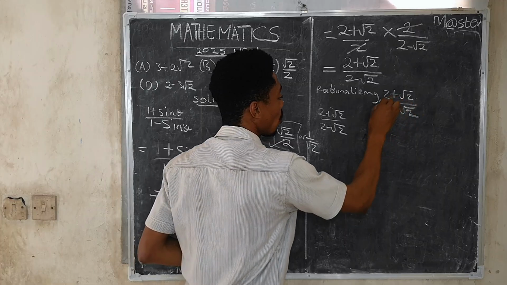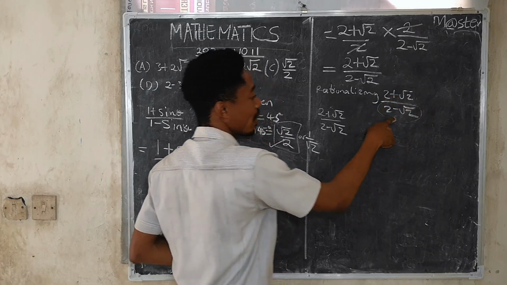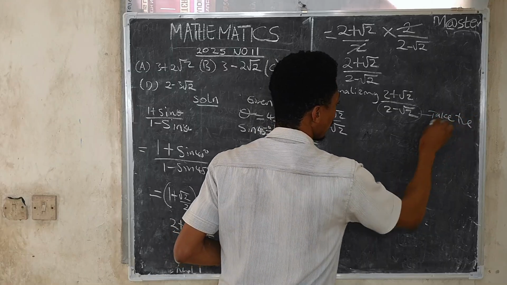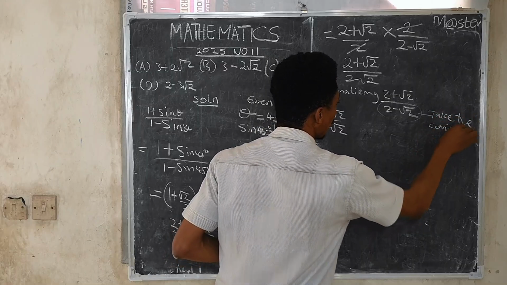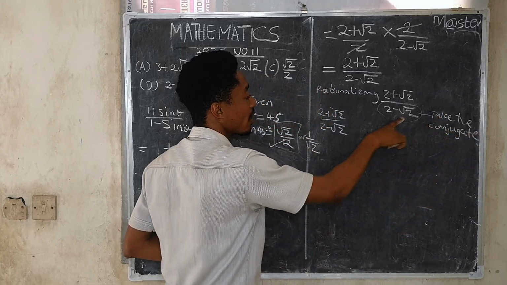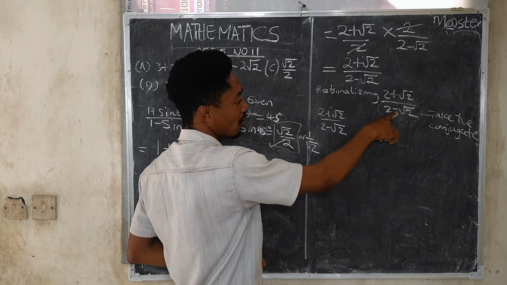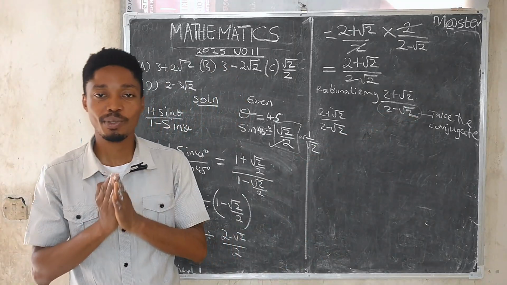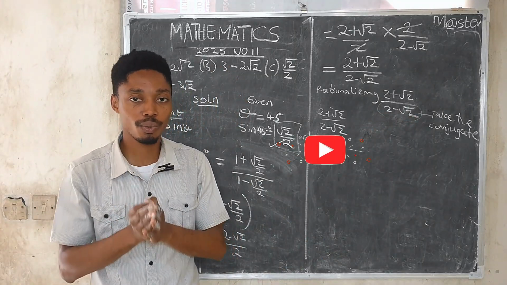I will take the conjugate of what is in the denominator. All right, take the conjugate. Question: what is the conjugate of the term I'm having at the denominator? The conjugate of 2 plus root 2 is 2 minus root 2.